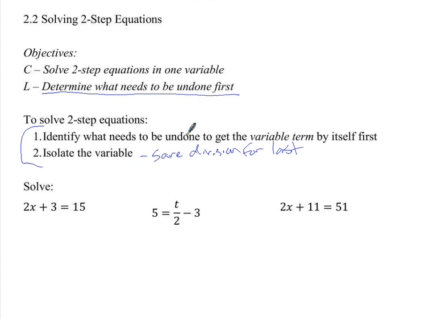For this first part, it says identify what needs to be undone to get the variable term by itself first. The variable term is that guy, the 2x. Get that by itself. What am I doing to 2x right now? I'm adding 3. So how do I undo add 3? Subtract 3. You're going to do this first. What am I left with on the left-hand side? 2x. 3 plus negative 3 is 0. It's gone. That's the whole point. Equals 15 minus 3 is 12.